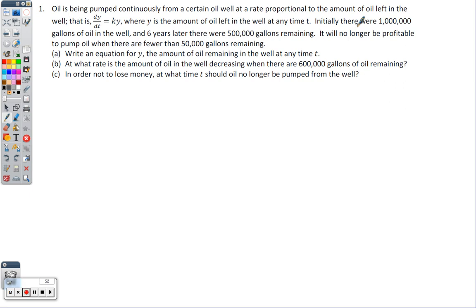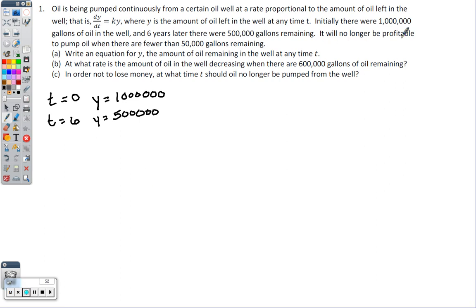Initially, there were 1 million gallons of oil in the well. So when t equals 0, y equaled 1 million. And 6 years later, so when t equals 6, y equaled 500,000, so half the amount.